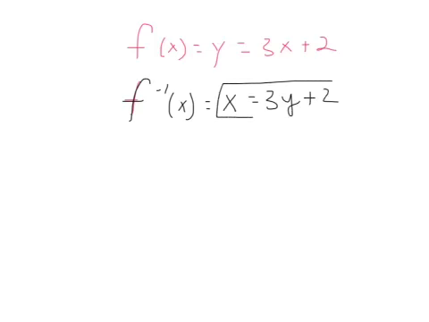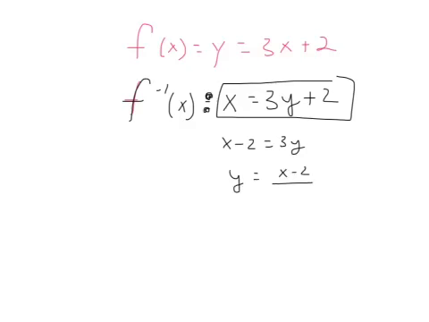So my inverse function, I'm putting a colon to say it is this. And now let's solve this for y. So if we subtract 2, we have x minus 2 equals 3y, or y equals x minus 2 over 3. And this is an equation for my inverse function.